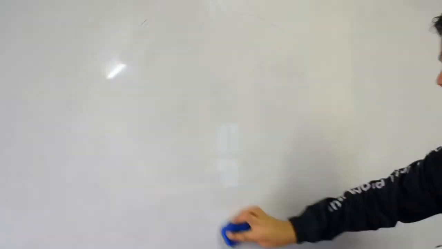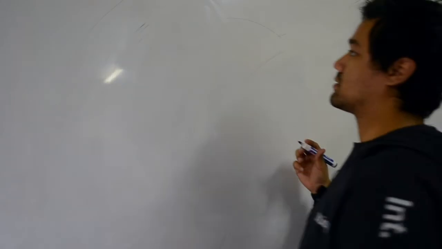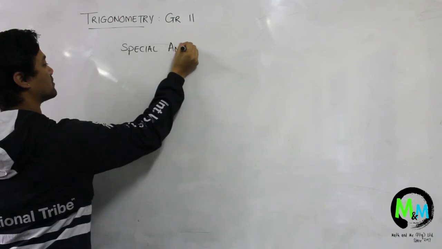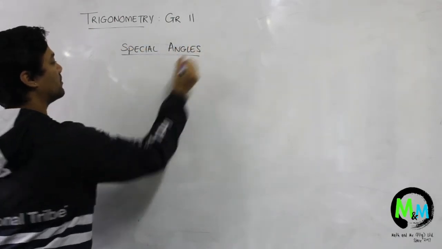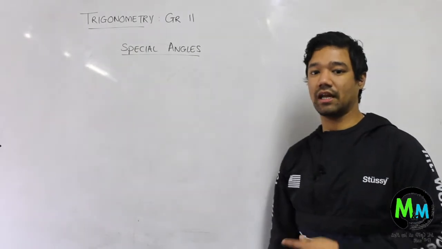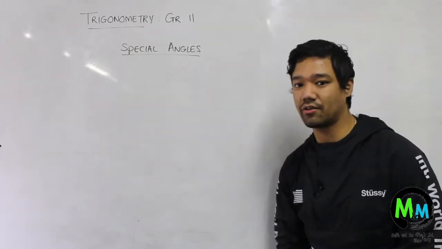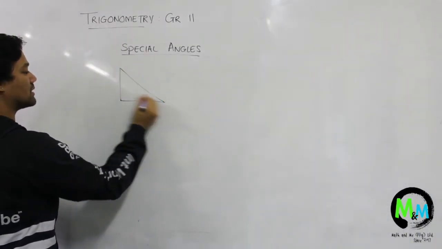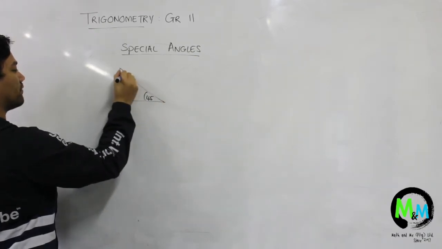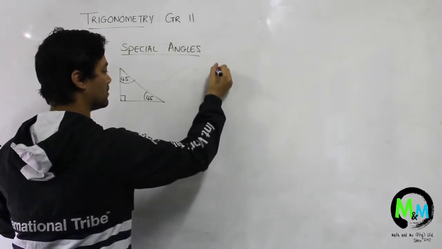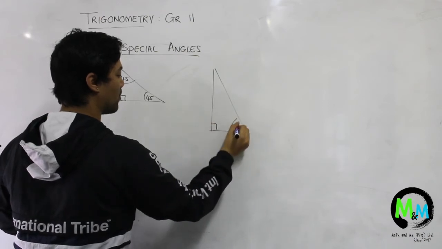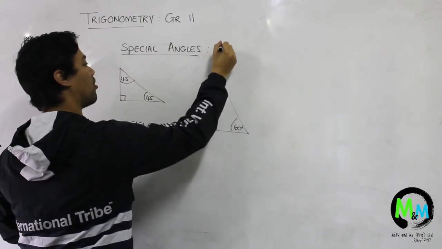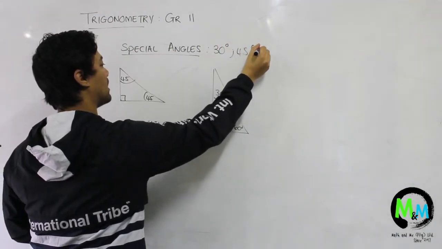Right, special angles, very important. These special angles will help us solve certain trig ratios without a calculator, because we'll just be able to use these triangles. My one triangle is an isosceles triangle with both angles being 45 degrees. My other triangle will look like that, with one angle being 60 degrees and the other being 30 degrees. So my special angles are 30 degrees, 45 degrees, and 60 degrees.